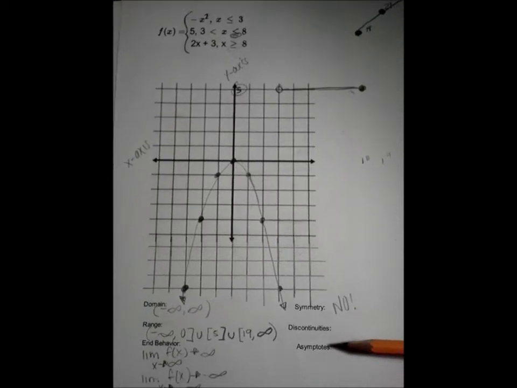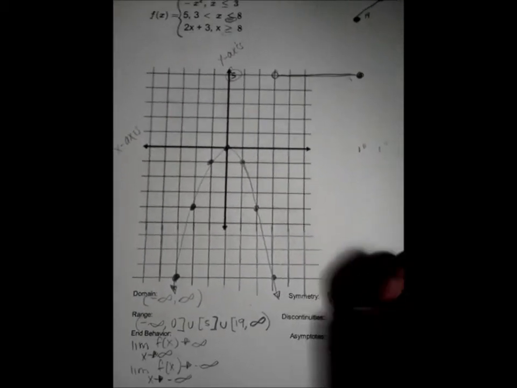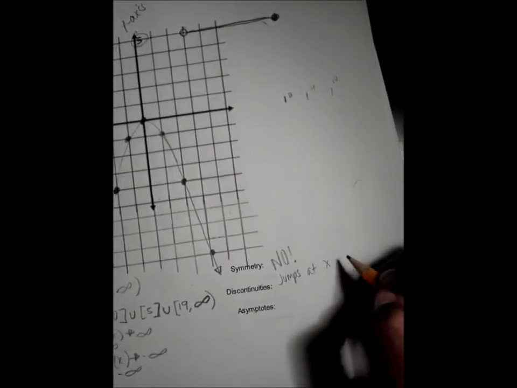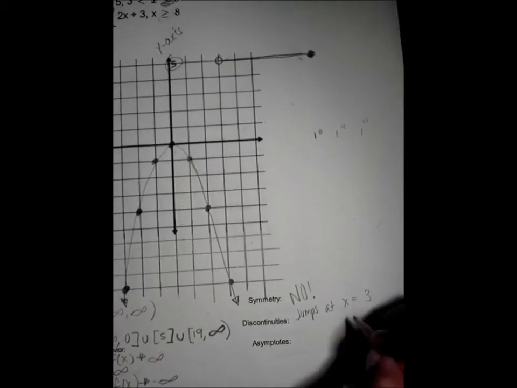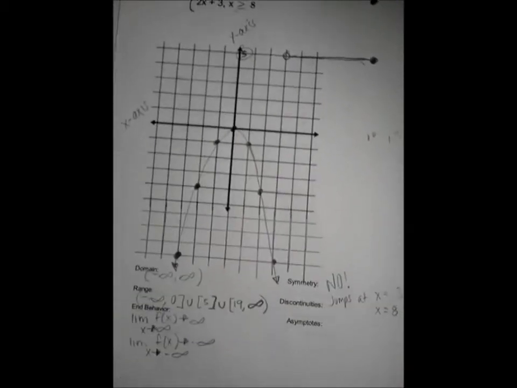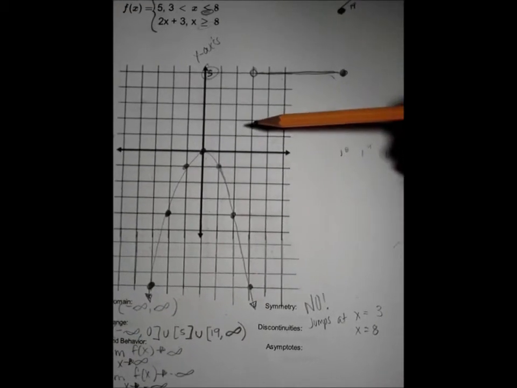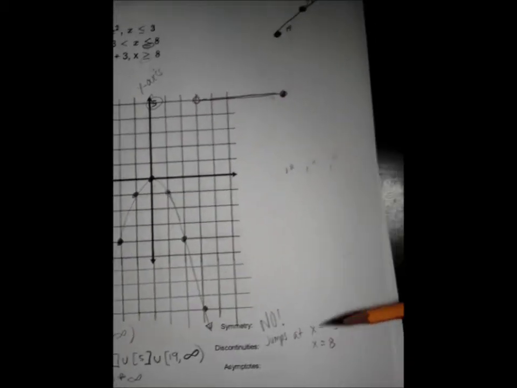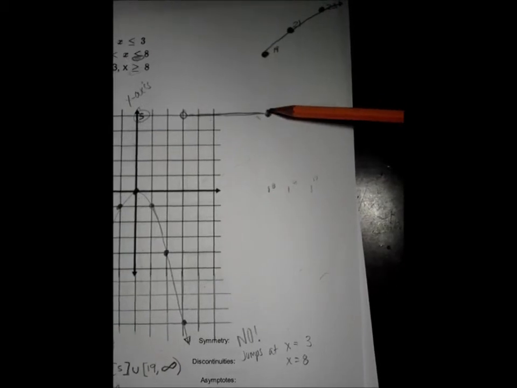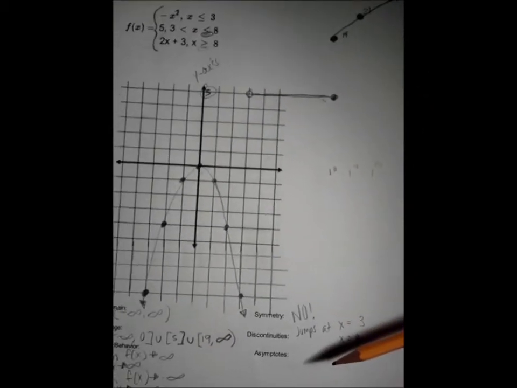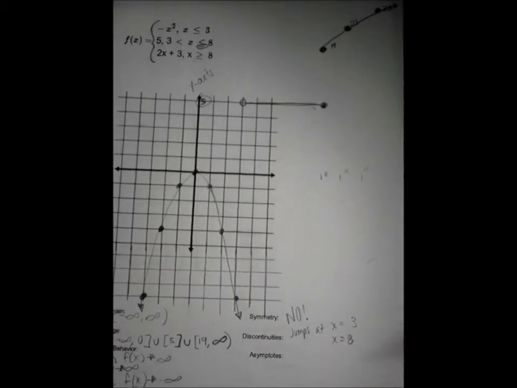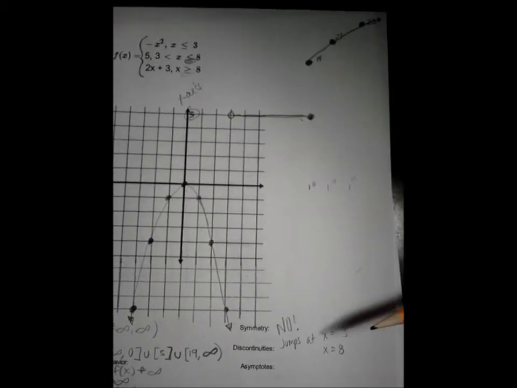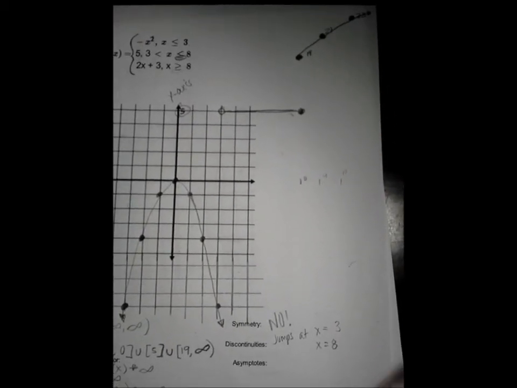Also on this graph, there are discontinuities. There are jumps at x equals 3 and x equals 8. You can see these jumps at 3 here when it goes from negative 9 all the way up to 5, and at 8 when it goes from 5 to 19. The graph is discontinuous because I have to lift my pencil in order to draw these lines up here. For the function to be continuous, I would have to be able to draw the function without lifting my pencil.